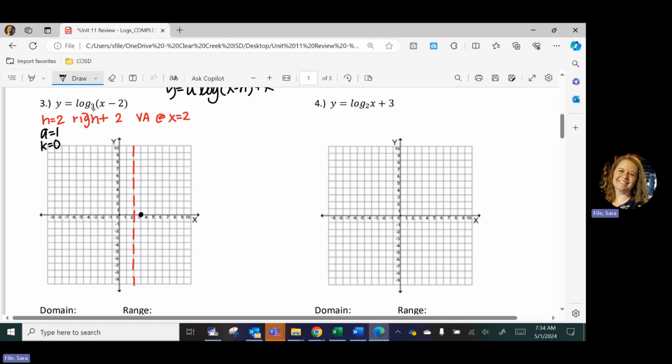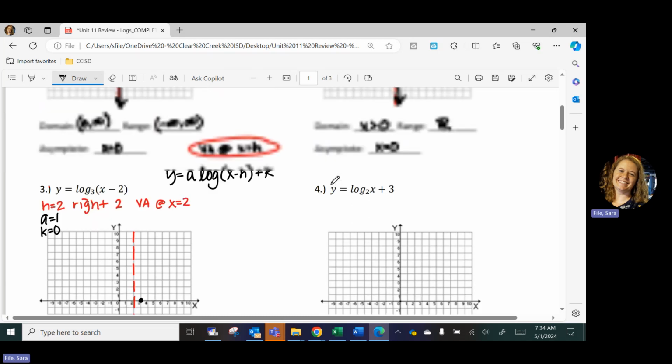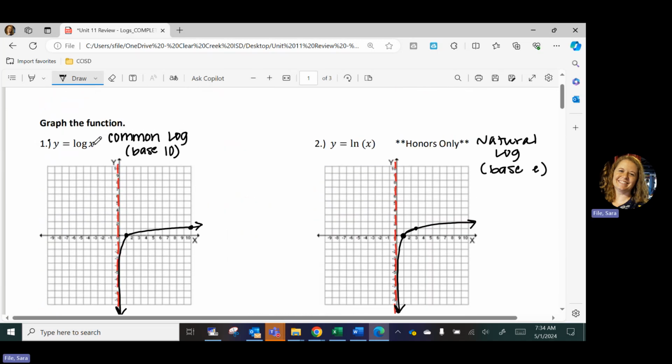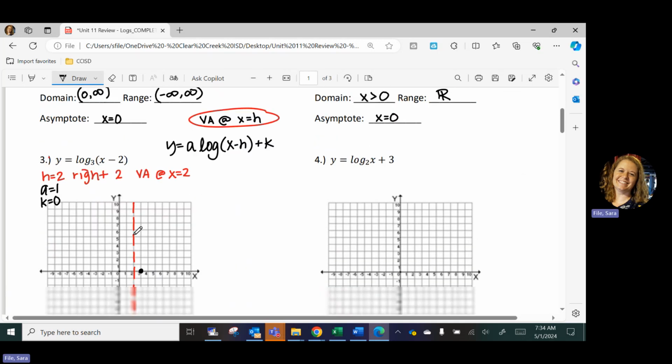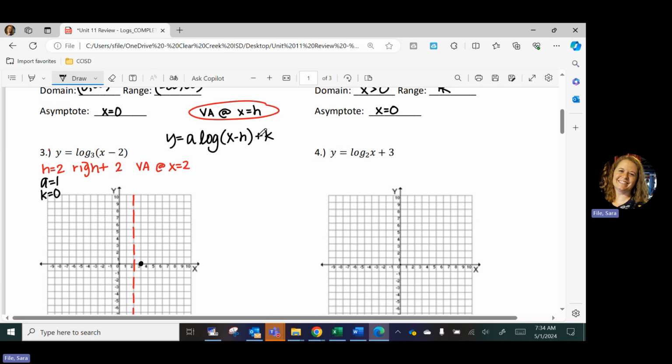Now, this is a base 3 log. So originally there would have been a point at 3, 1, wouldn't there? Remember how we talked about whatever the base is, if our input matches it, the output's going to be 1? So there would have been a point at 3, 1, but this is shifted right 2. So I can go to 3, 1 and then shift right 2.